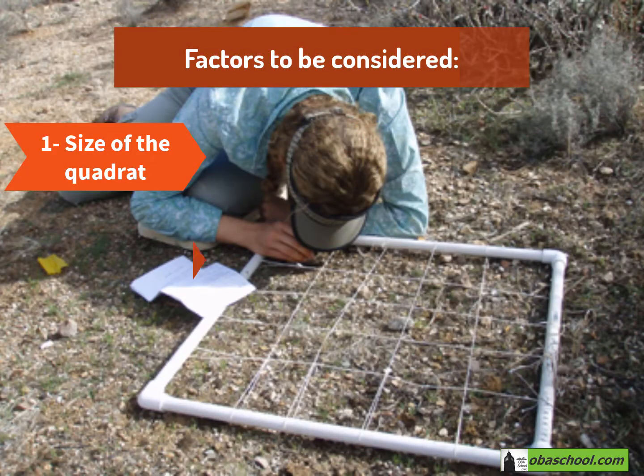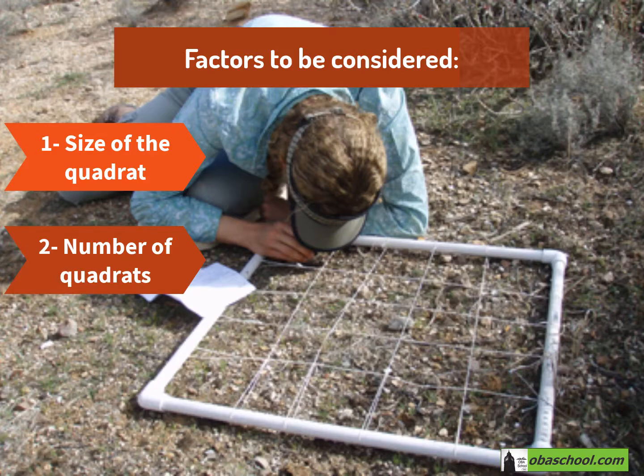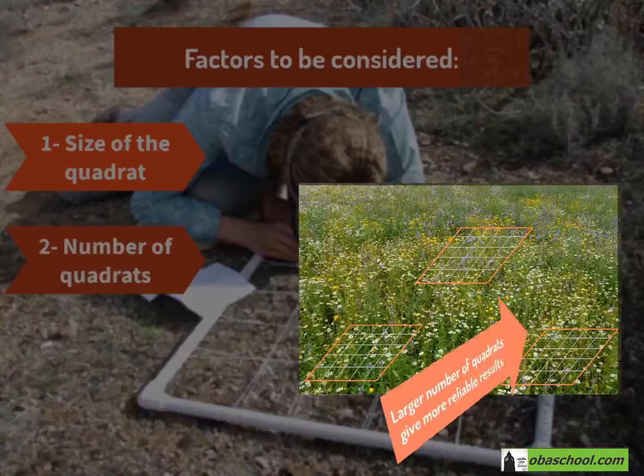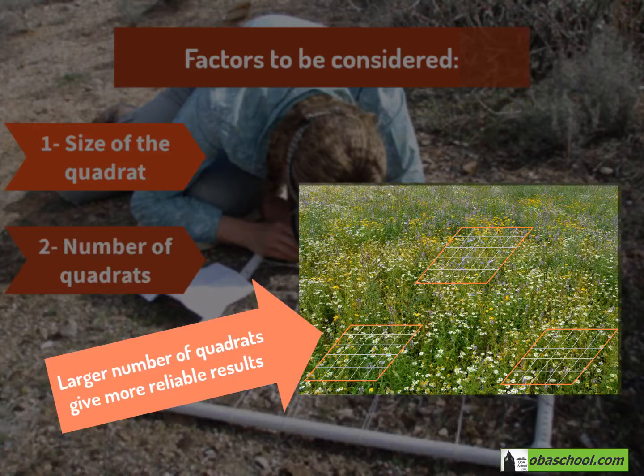The second factor is the number of sample quadrats to record within the study area. Well, the larger the number of sample quadrats, the more reliable the results will be. This is because the greater the number of species present in the area being studied, the greater the number of quadrats required to produce reliable results for a valid conclusion.